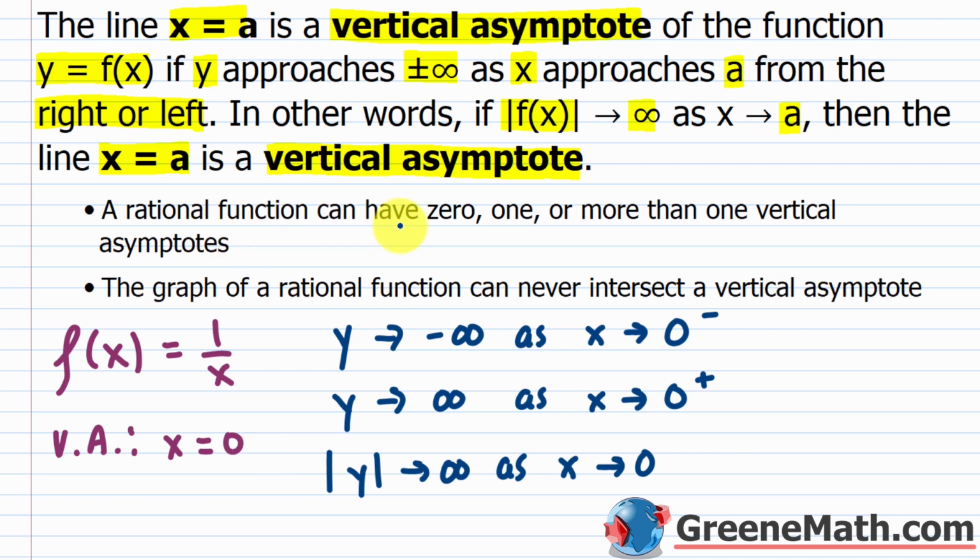So a rational function can have 0, 1, or more than one vertical asymptotes. Then the graph of a rational function can never intersect a vertical asymptote. That's because the vertical asymptotes are being created because of division by 0. So at those x values, the function will be undefined, so you're never going to be able to intersect where you have a vertical asymptote.